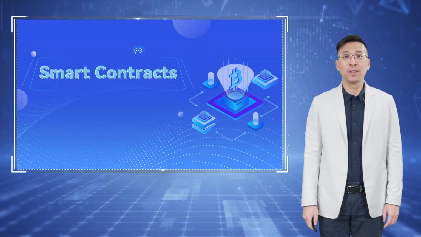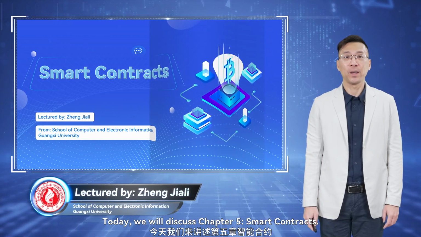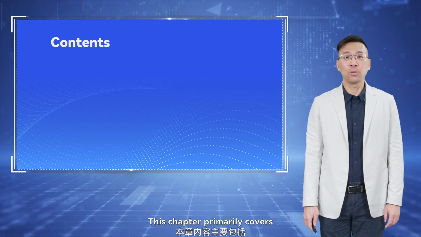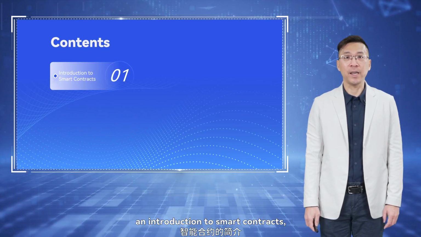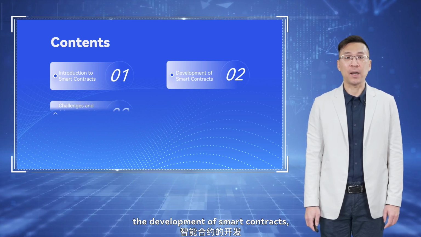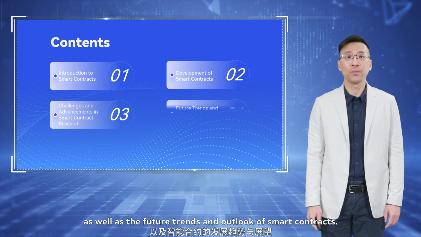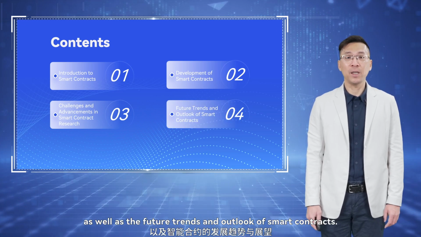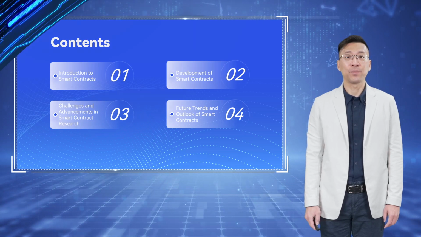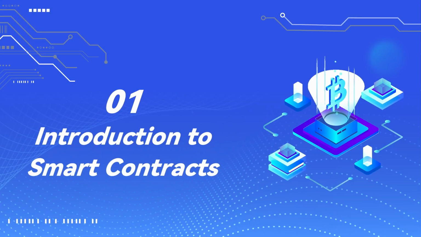Hello, everyone. Today, we will discuss Chapter 5, Smart Contracts. This chapter primarily covers an introduction to smart contracts, the development of smart contracts, the challenges and advancements in smart contract research, as well as the future trends and outlook of smart contracts. Let's start by understanding smart contracts.